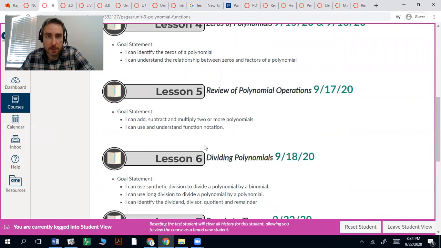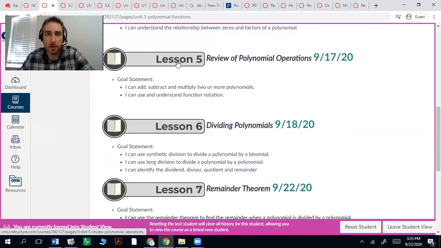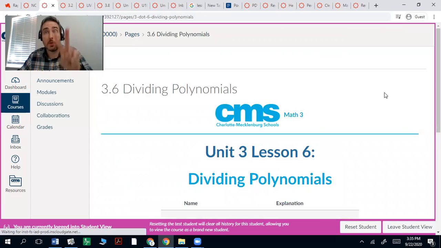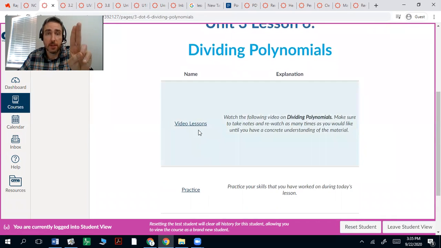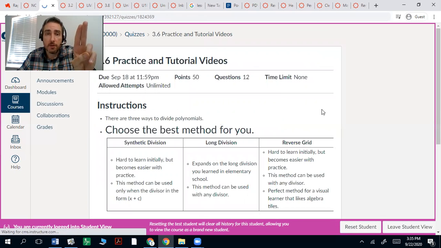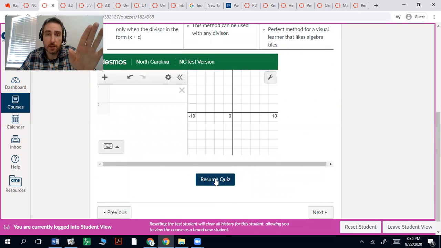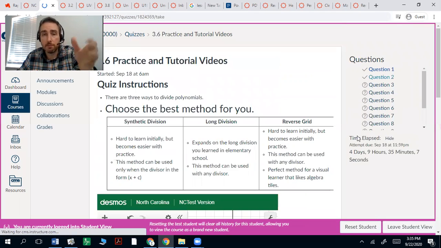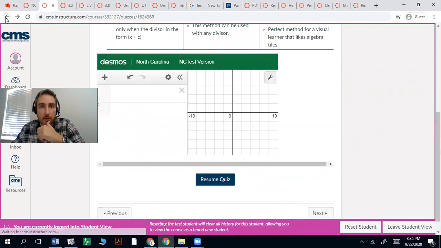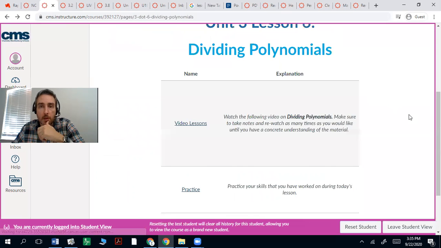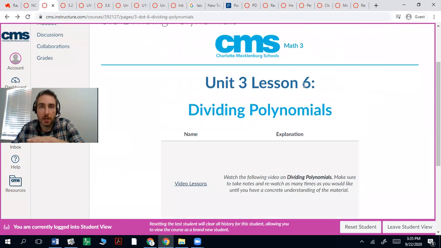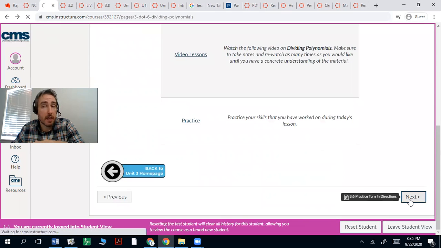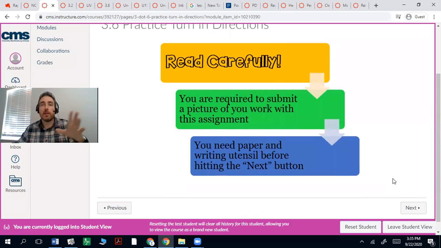So I can tell you lesson 6, for example, the one we just did earlier, had 2 components to that work, okay? So there's a video lessons and practice. So the video lessons, again, will have the questions from, hold on, let me go back here for a minute. So at the bottom of the topic page, if they click next, you can get this warning here. Read carefully. You're required to submit a picture of your work with this assignment.